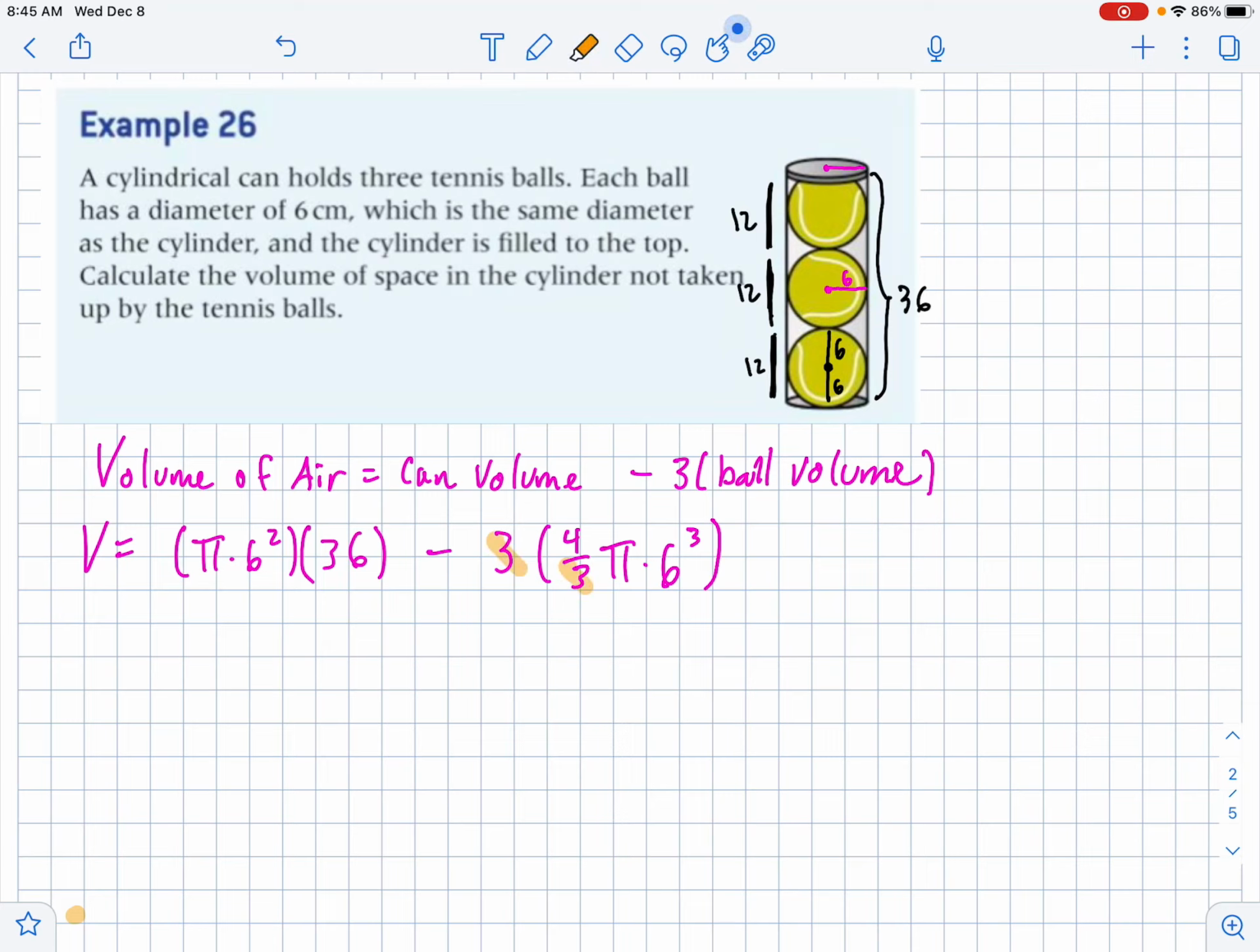We could go into the algebra a little bit. Like, for instance, these 3's cancel each other out. So then 6 squared is 36. So this is like 36 squared pi minus 4 times 6 cubed pi. But are they even going to keep pi in their final answer? No, they're not. If we wanted an exact answer, you would keep pi in the answer. But they're going for a decimal approximation here. So we'll just crunch that out on a calculator and say this is 396 centimeters cubed.